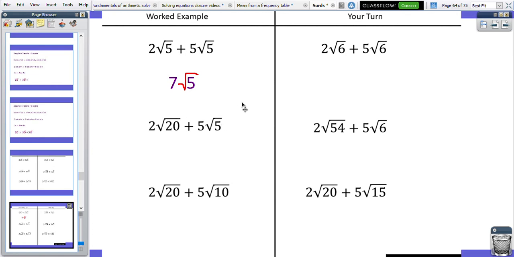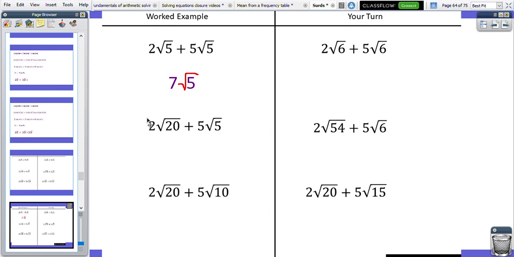When you're adding together pieces of algebra, so algebraic expressions, you know when you're collecting like terms, you wouldn't add together x's and y's, would you? Yeah, you'd treat them separately. So here, I can't add them together yet because a root 20 is different to a root 5.